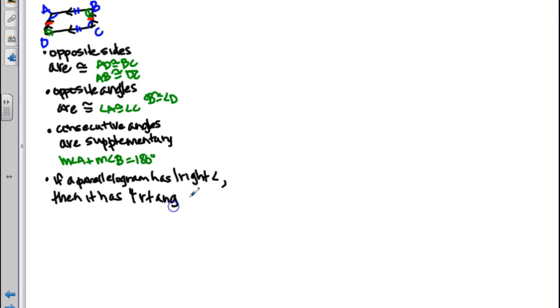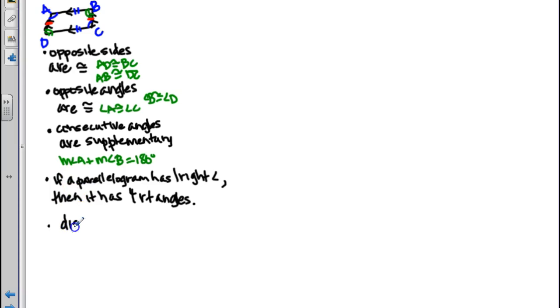Which puts it in a special category. It would either be a square or a rectangle, right? Because we know that those quadrilaterals have four right angles. So squares and rectangles are special types of parallelograms, and we'll get to that as we move through this chapter. All right, so let's take what we know here, and actually let me add two more things real quick and then we'll work an example.